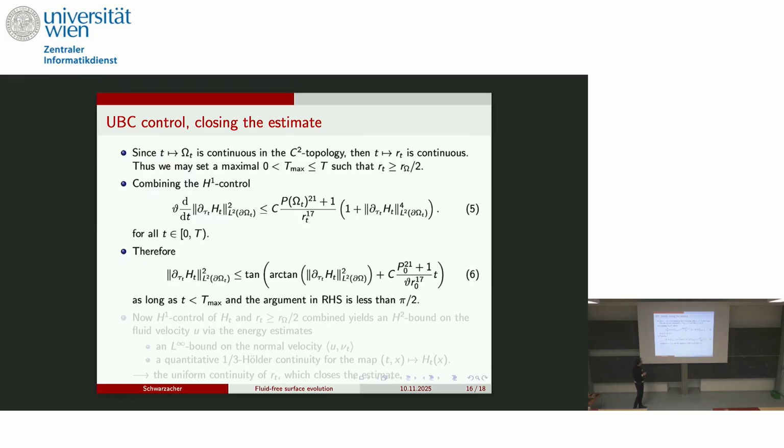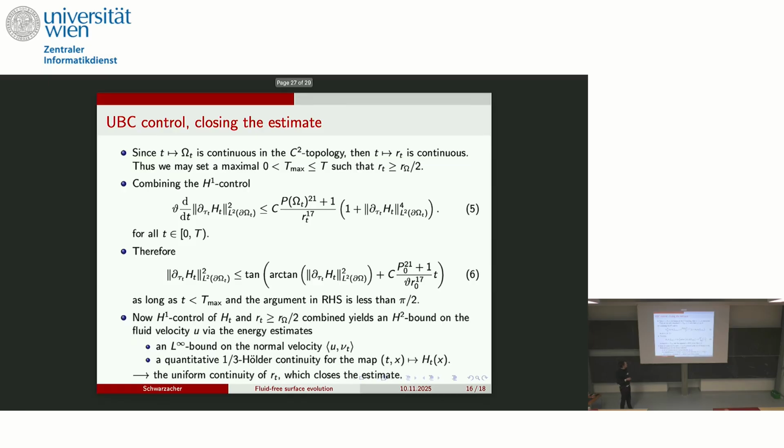For this tangential term, and the continuity estimate, additionally, if you have the continuity of the inner ball radius, then this means that for some time, at least, you have a control on this inner ball radius. And this is the quantitative 1/3 Hölder continuity of this map, and this implies then the uniform continuity of the inner ball estimate, which closes the estimate. So this is what you get, I think, when you geometrically want to get explicit a priori estimates in this setting.